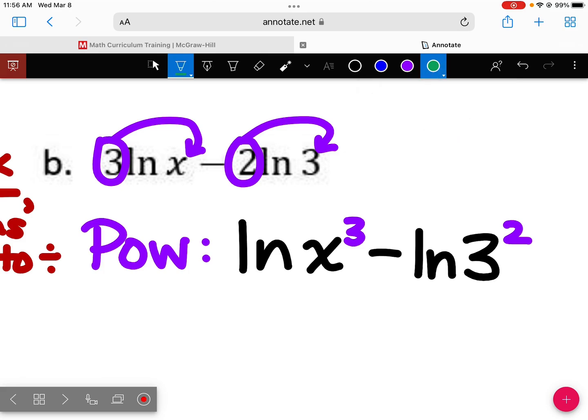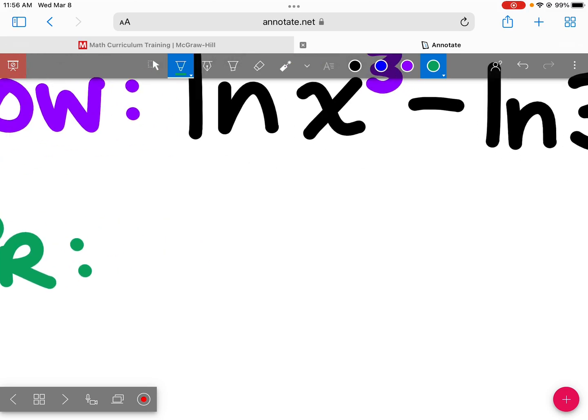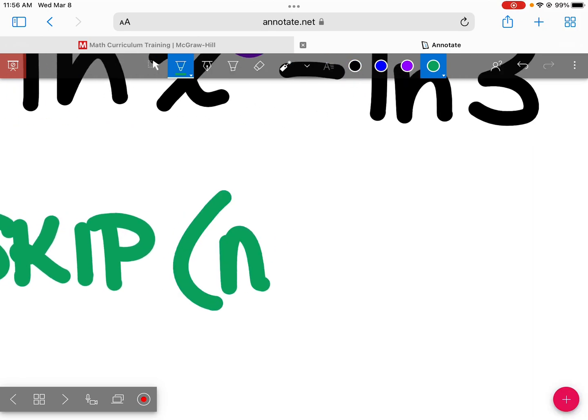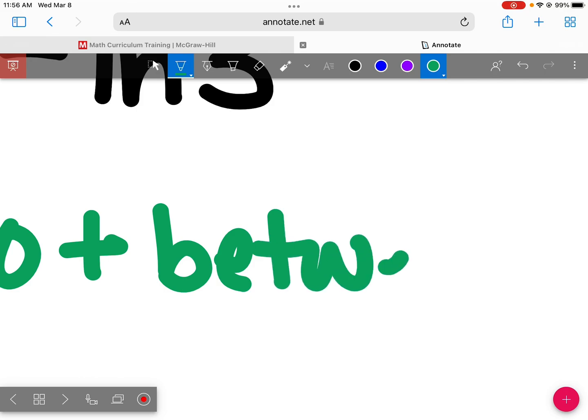What step comes next? The product. How do I know when I need to use product property when I'm condensing? I look for addition. What am I looking for here? Plus. Do we have a plus? No. So I skip this. There is no addition between logs.